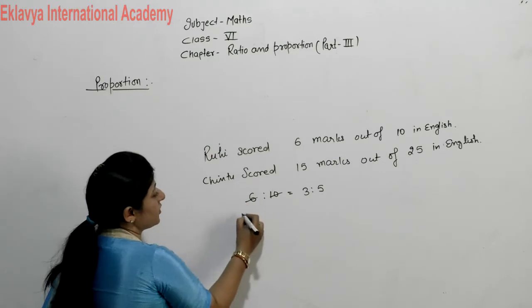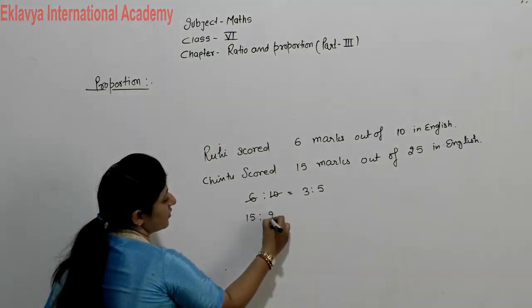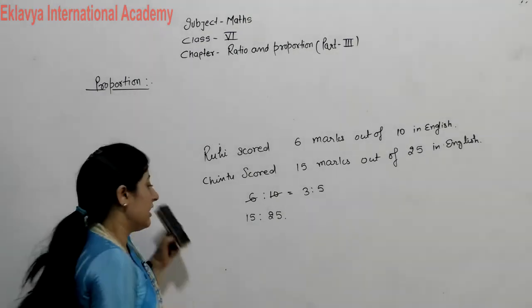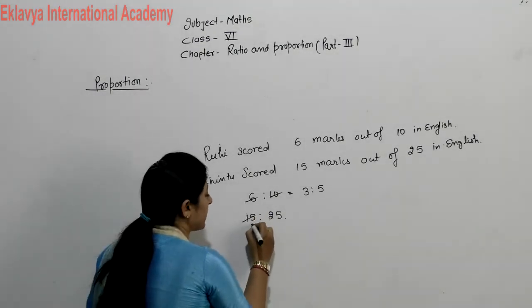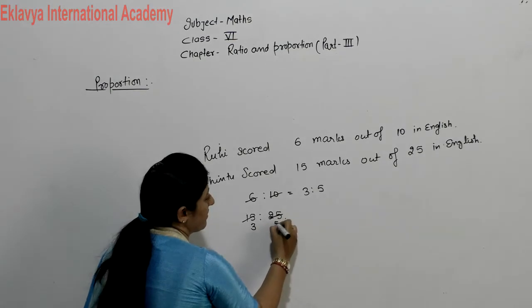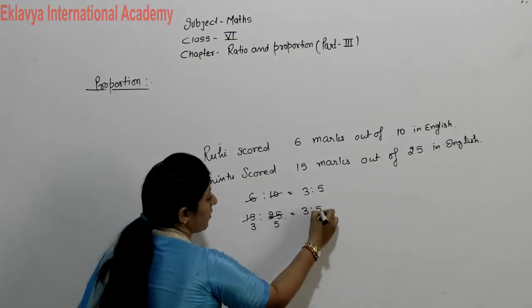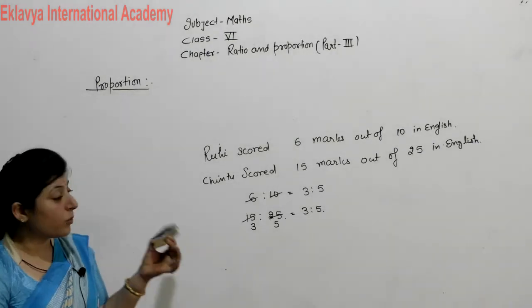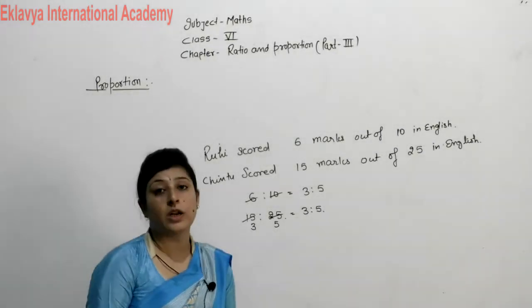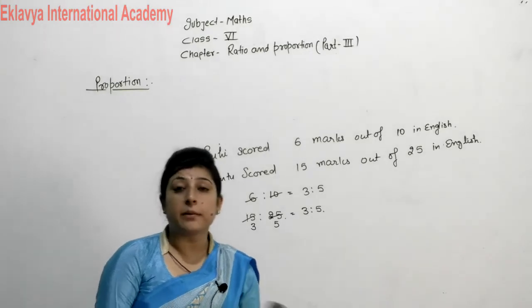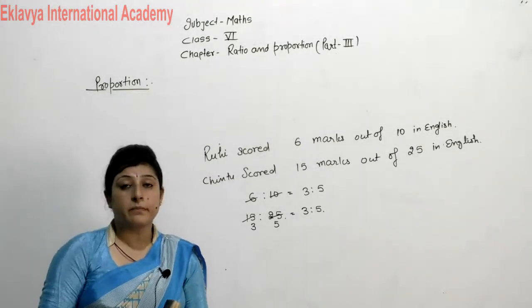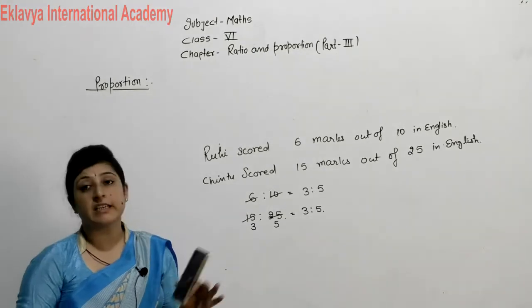Now take the ratio of Chintu, 15:25. If you see properly, you can cut: 5 threes are 15, 5 fives are 25. This is also 3:5. Both the ratios are equal here. It means we can't say either is more. They both have equal marks in their subjects.